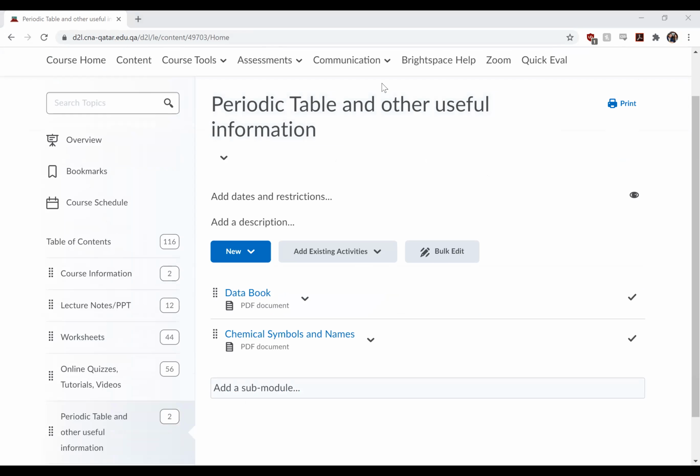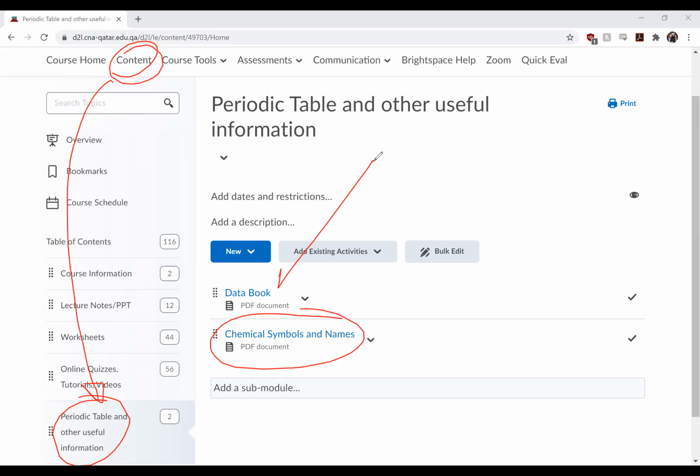Okay, here we go. The chemicals you need to know, you would find in content. You would click here, and then you would click here. By the way, guys, this data booklet is given on your final exam.